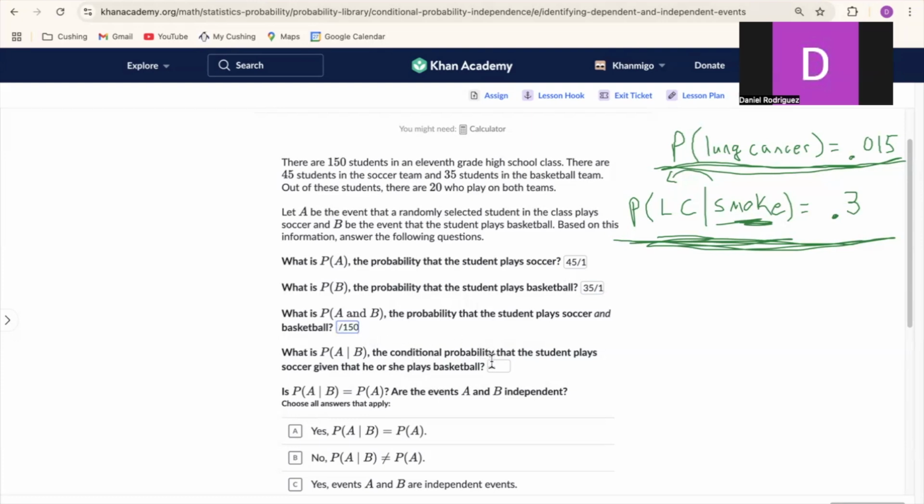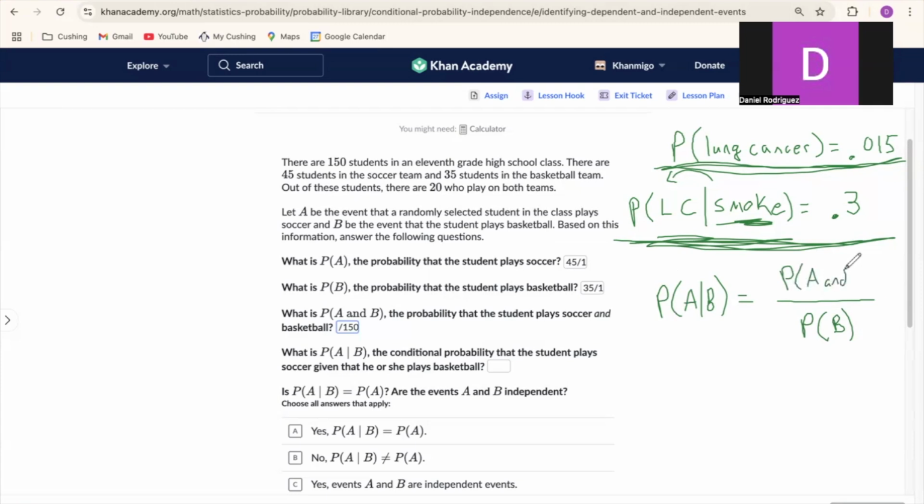Now, this is asking A given B. What is the probability that they play soccer given that they play basketball? I'm going to use the conditional probability formula here. That's going to be the probability of A given B. If I want to find the probability of A given B, I think of it as a fraction where the denominator is the given condition, the second thing listed there. The denominator is the probability of B. The numerator is going to be the probability of both. This is the formula for conditional probability you can look up.